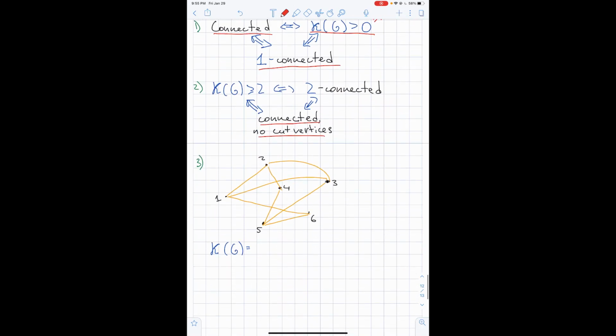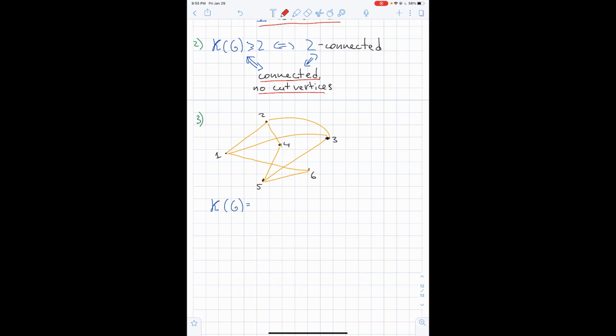Well, let's consider some concrete examples. So this is the same graph we had before. Now, you can check that there are no cut vertices here. Well, let's check actually. So let's just try to remove them one by one. So if we remove vertex 1, we get this, and that's clearly connected. So 1 is not a cut vertex.